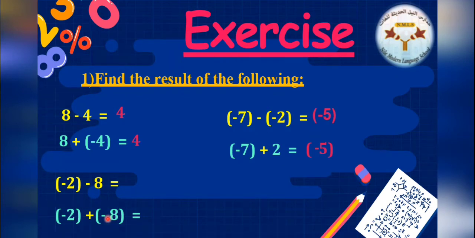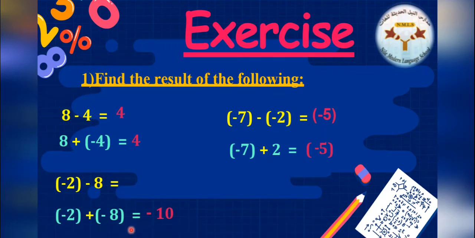Negative 2 plus negative 8, same sign. Find the sum. Keep the same sign. So 2 plus 8 is 10. And what about the sign? Keep the same sign, negative and negative. The answer has a negative sign. So the answer is negative 10.